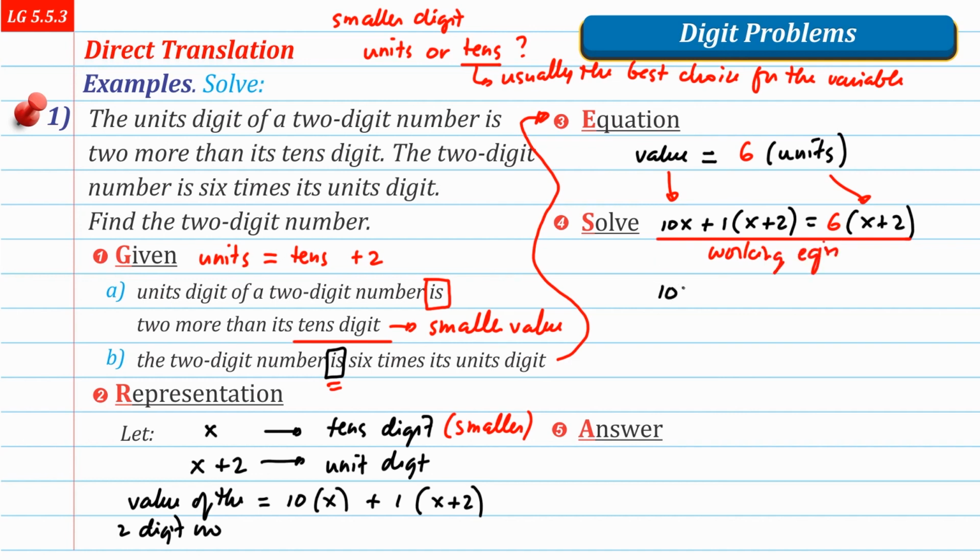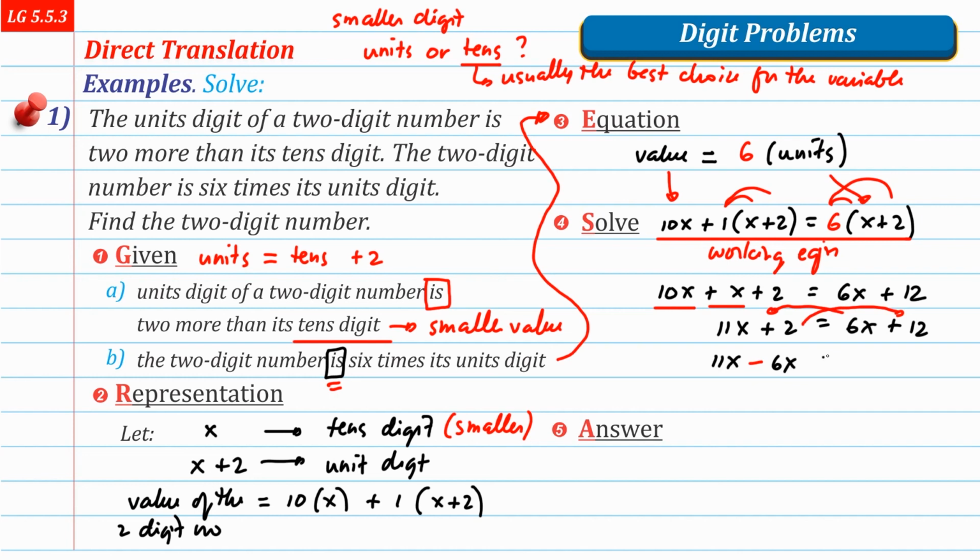So solving, we have 10x plus distribute this, so we have x plus 2 equals 6x, 6 times 2 is 12. Combining, we have 10x plus x is 11x plus 2 equals 6x plus 12. I want to transpose 6x to the left, and I want to transpose 2 to the right. So this is 11x minus 6x, 12 stayed there, so minus 2. We have 5x is equal to 10, divided by 5. x is equal to 2.